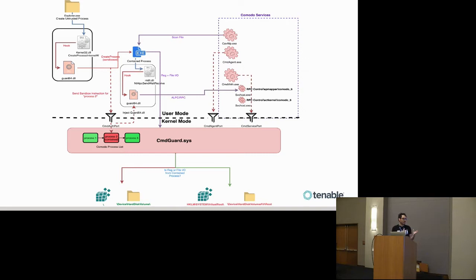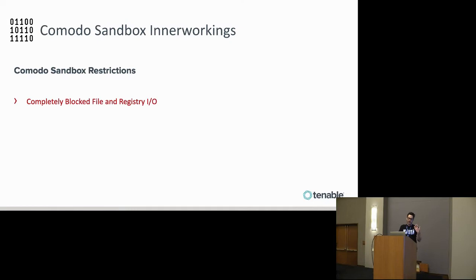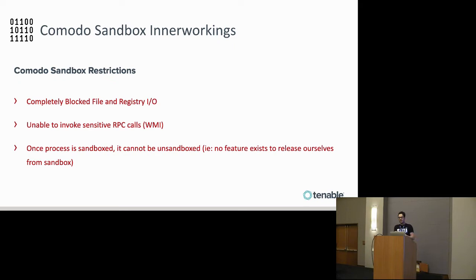So to recap what we have against us right now, we have completely blocked file and registry IO as a sandbox process. We're unable to invoke sensitive RPC calls like WMI, like I just said. Once a process is sandboxed, it cannot be unsandboxed. So no feature existed that we could unsandbox ourselves with. I didn't see anything we could trick the user into clicking to say, hey, let us out of the sandbox, or send a message somewhere. And it also disallowed DLL injection. So there goes the technique of trying to code inject other processes on the machine to try to somehow get out.